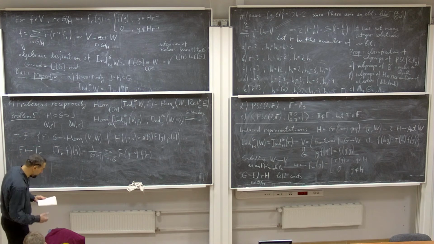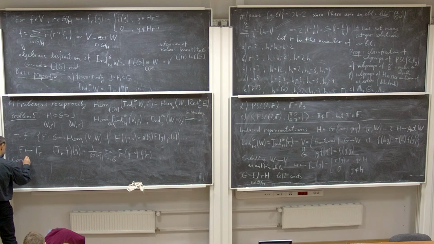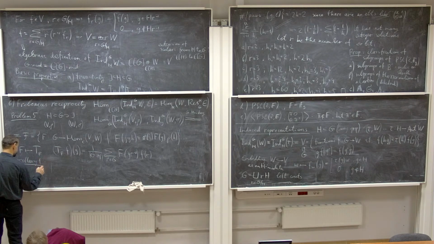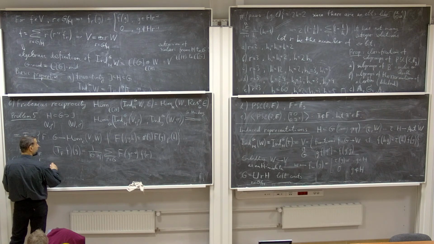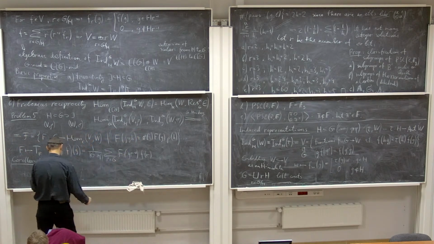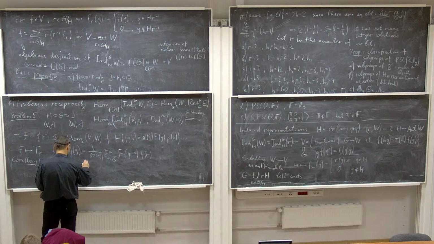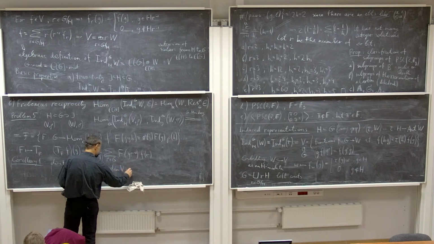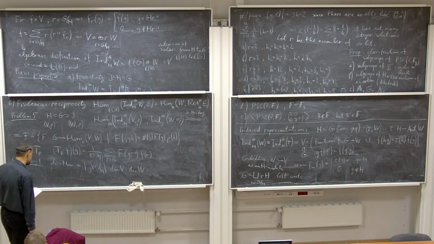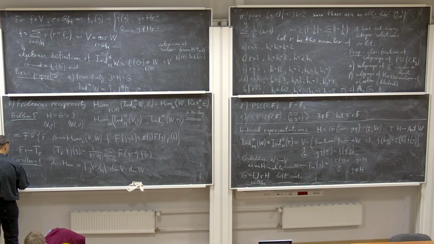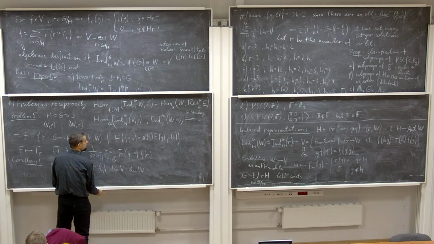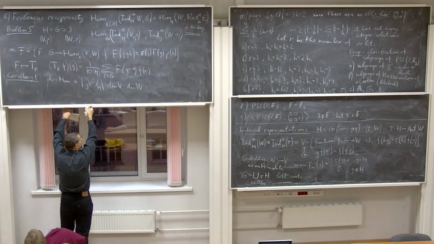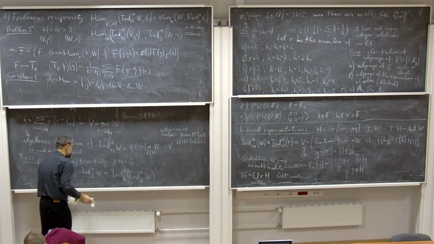And the corollary, maybe even 2 corollaries, very useful, are that the dimension of this home space between 2 induced representations is not more than the number of double cosets times dimension of V times dimension of W. Okay, and the next corollary is about the case when these 2 groups coincide.